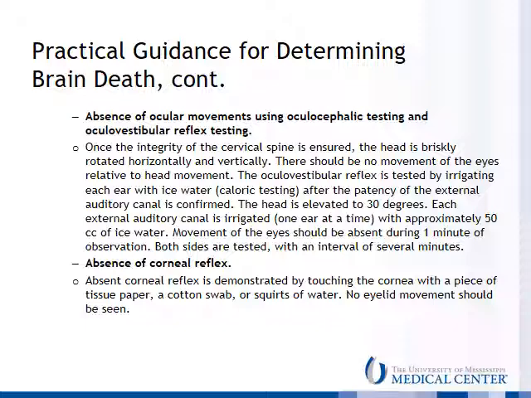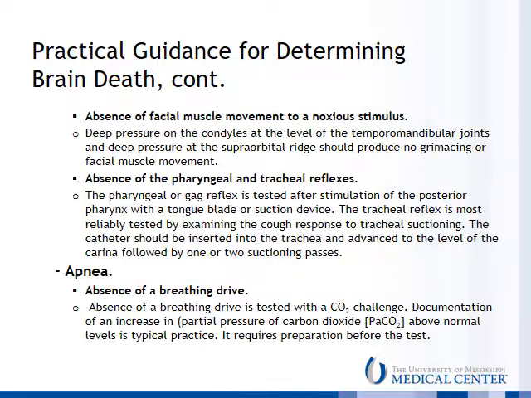And then absent corneal reflex. That's where we stimulate the cornea, and that should prompt a blink response in a patient with an intact corneal reflex, but in a patient who is brain dead, that will be absent. No movement in their facial muscles to noxious stimuli, and then no response to tracheal or pharyngeal stimulation as well.